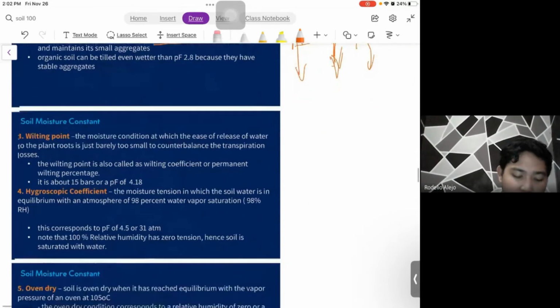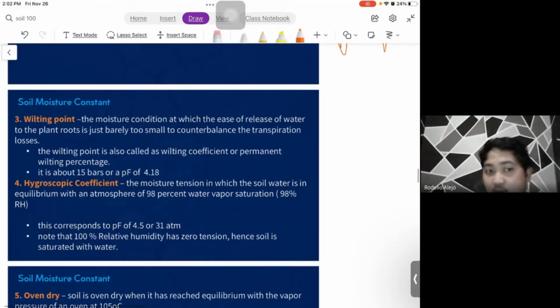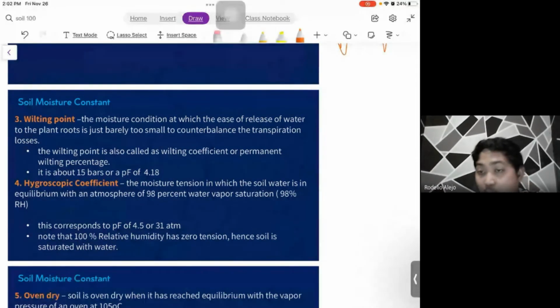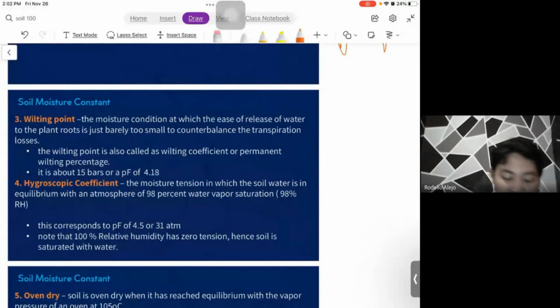Then we have next is the wilting point. So ano ba yung wilting point? So ito, yung wilting point naman ay mas mababa sa field capacity. So the moisture condition at which the ease of release of water to the plant roots is just barely too small to counterbalance the transpiration losses. So the wilting point is called as wilting coefficient or permanent wilting percentage. It is about 15 bars or a PF of 4.18. So 15 bars yung unit niya.